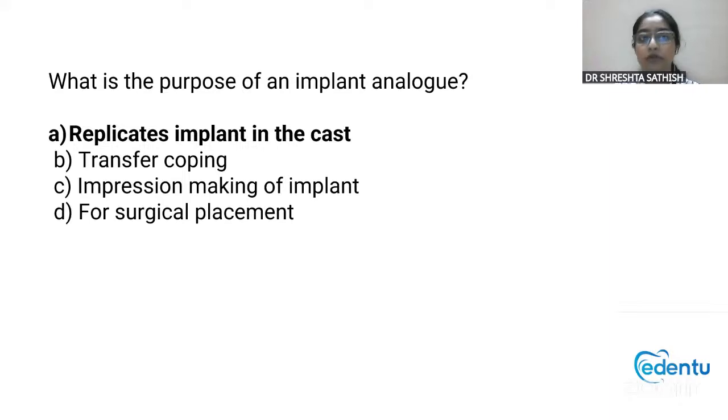It's very simple to correlate this. Analog. Analog means something which is very similar. Implant analog. So it replicates the implant in the cast. Transfer coping is also called your impression coping, used for the impression making of the implant. It's called a transfer coping or an impression coping. Surgical placement, you use a stent. Okay. It's not an implant analog. You use a stent.